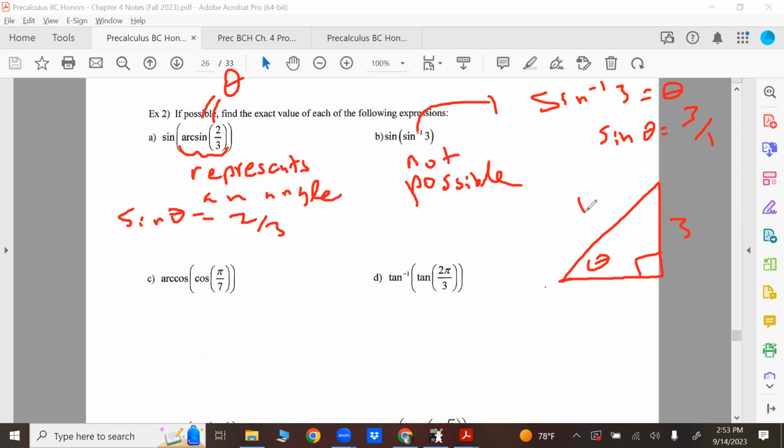Yes, there is a default domain, from negative 1 to 1. So here's the thing: just think about the geometry, right? This doesn't make sense. That's fine, but not possible either way. Okay, next up.